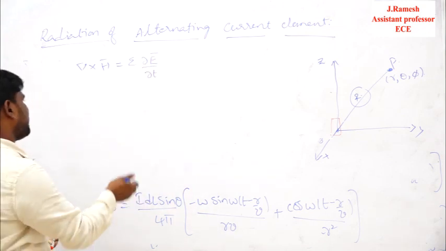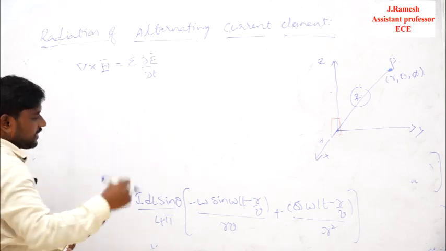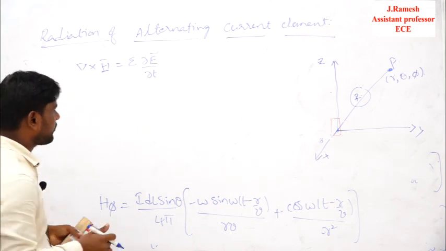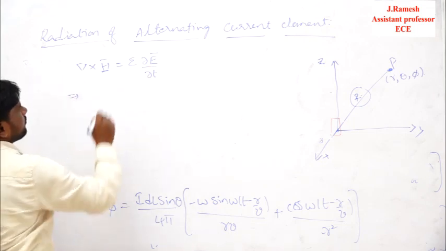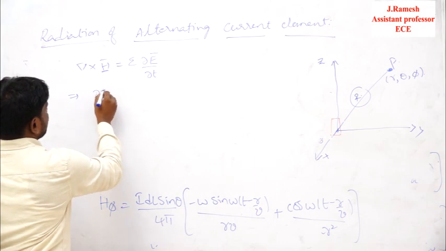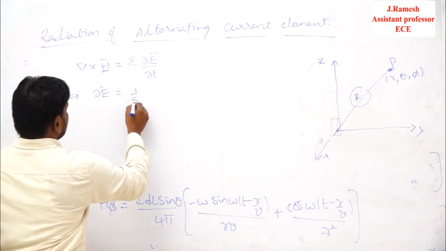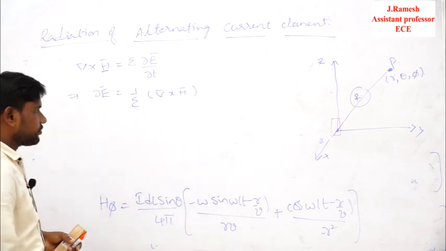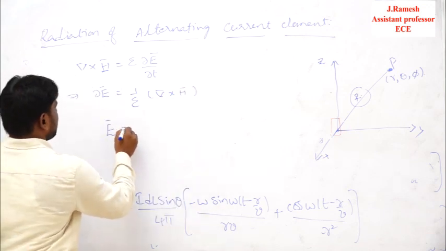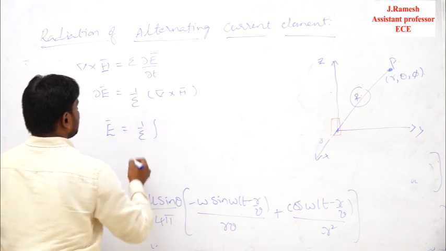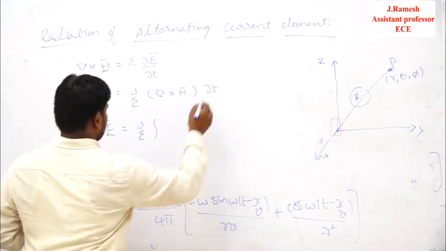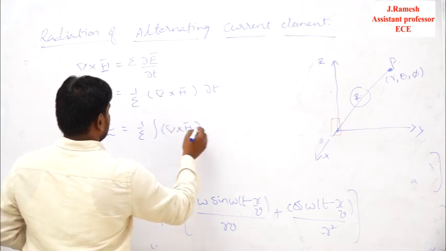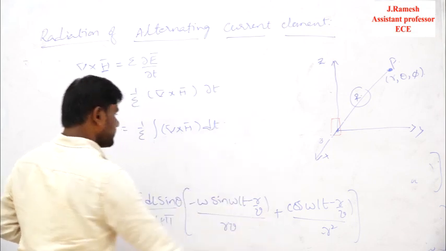Now we already know what is H bar in our hand. Now we have to find out what is the E bar, that is our requirement. So how are we going to calculate E bar now? Dou E bar, you can write 1 by epsilon into curl of H bar, and this can also be written as E bar is equal to 1 by epsilon integral of, here dt also there, so integral of del cross H bar into dt. So this is a differentiation now.